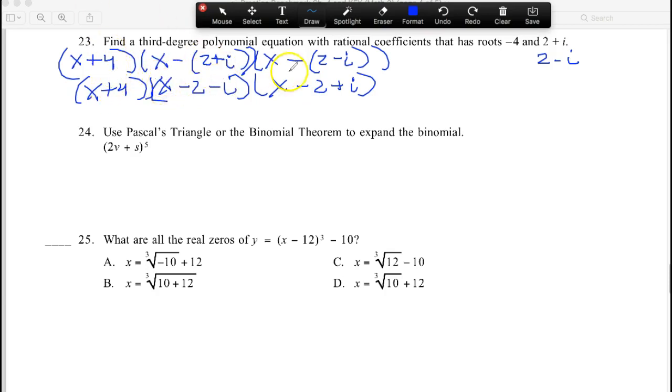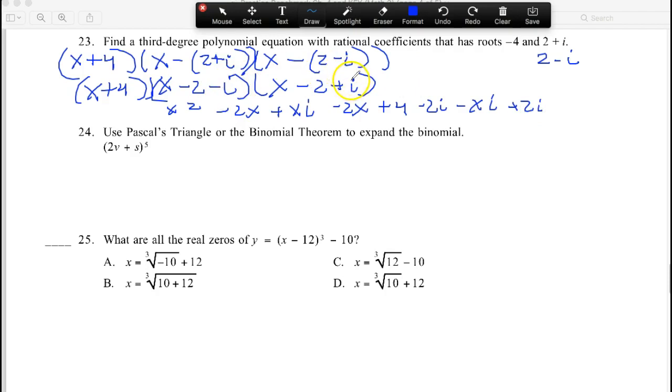So this is going to be x times x, which is x squared. x times negative 2 is negative 2x. x times i will be plus xi. Now do this center term. Negative 2 times x is negative 2x. Negative 2 times negative 2 is positive 4. Negative 2 times i is negative 2i. Now do the third term. Negative i times x is negative xi. Negative i times negative 2 will be positive 2i.